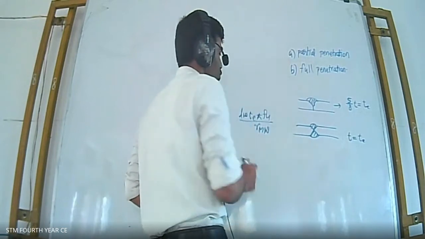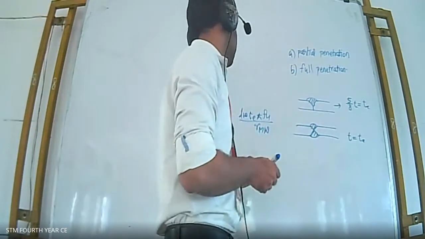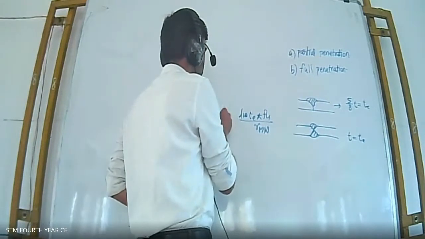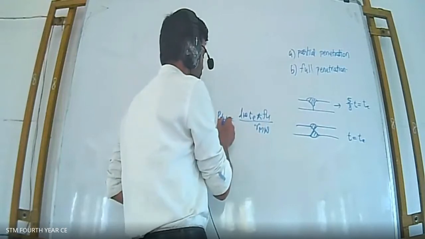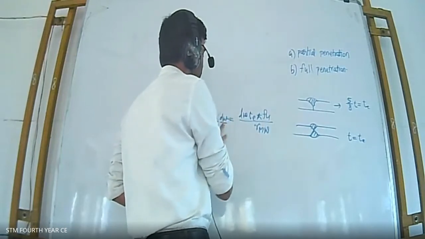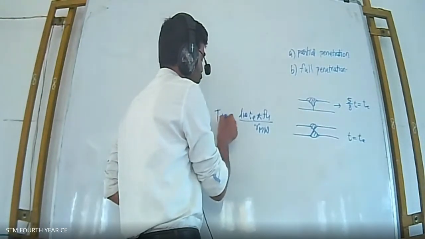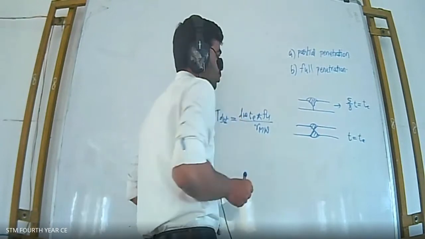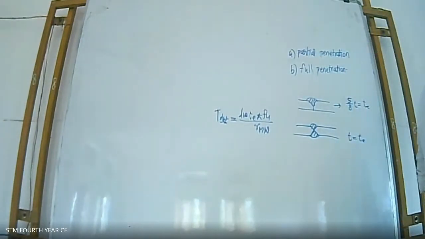Divided by gamma mw. Here you have to write the value of gamma mw. This value you have to substitute to find the design tensile strength of weld, TDW. In this way, you can substitute. Here the length of weld is given in the question. How much is the length they have given?